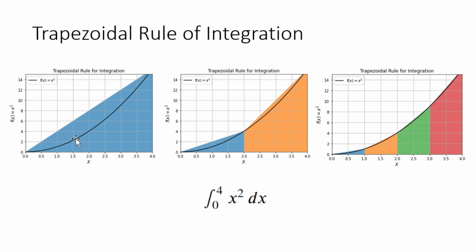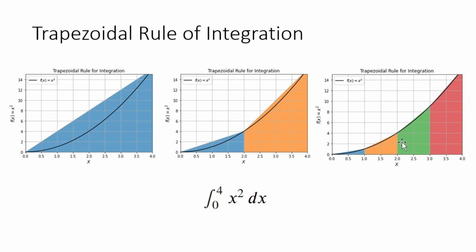So obviously the error in the integration term is going to be very large. Then we want to approximate this area under the curve using 2 trapezoids. So it will be a slight improvement, but still you can see that the blue and yellow lines are overshooting the x square curve. And then we are going to increase the number of trapezoids.